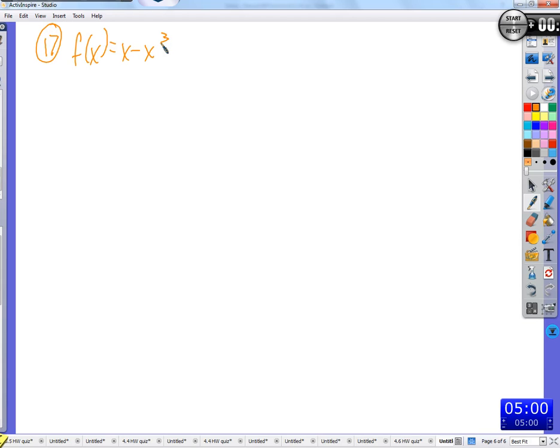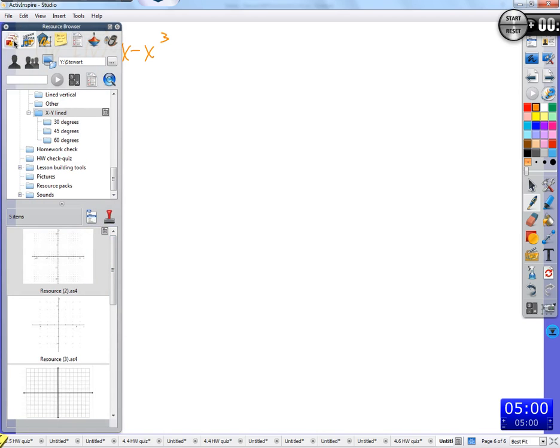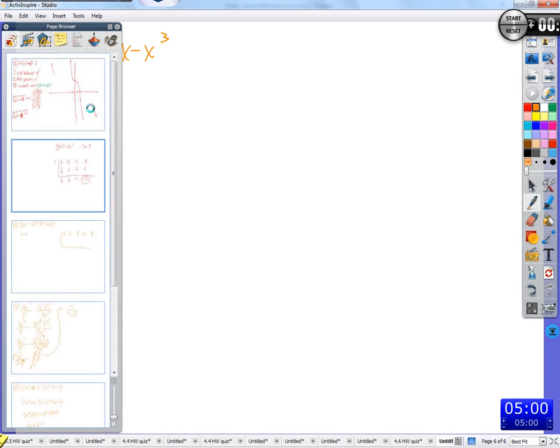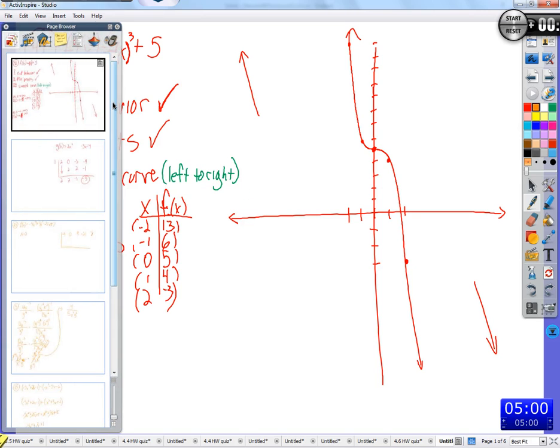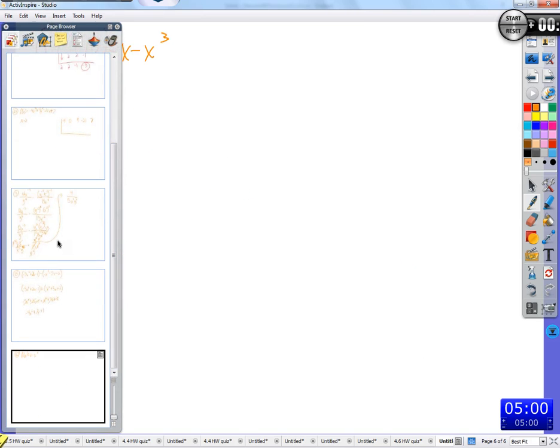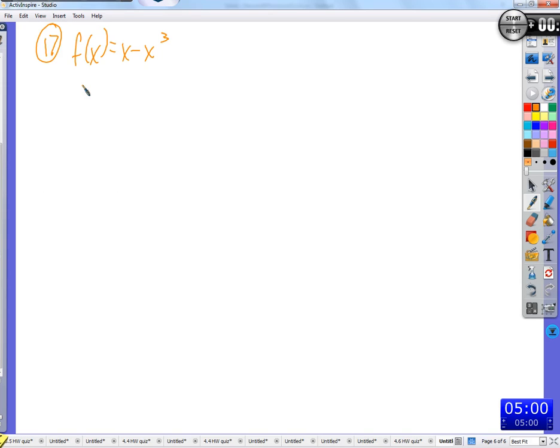A faster version of the homework problem we already did. I'm going to go back there to remind you. End behavior, plot points, connect with a smooth curve, working from left to right. What is end behavior?